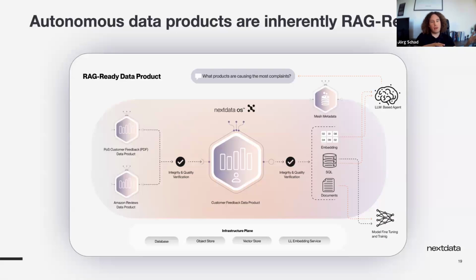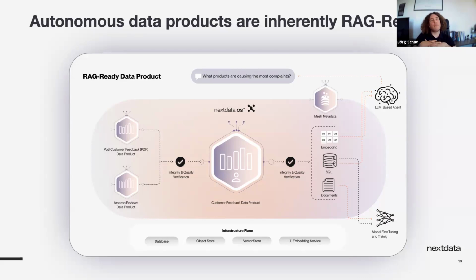To do that, let's build a particular data product following our motivating example of a product feedback chatbot. As discussed, we have two distinct data inputs, in our case, of course, data products themselves. There are point of sales PDF documents, which might be stored physically in a bucket system, for example an S3 bucket, and our Amazon reviews being stored in Snowflake or some other relational database system. Here already the first benefit of autonomous data products comes in.